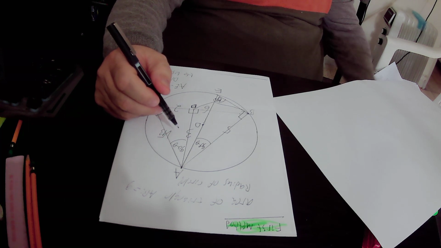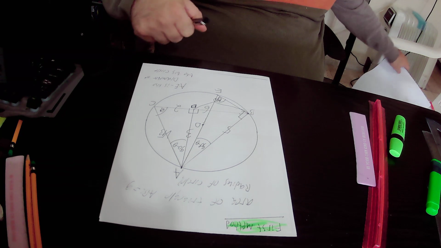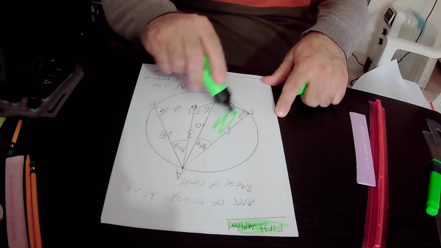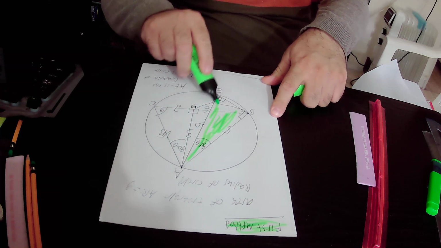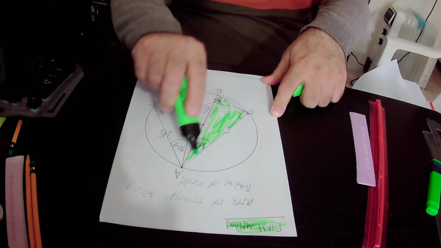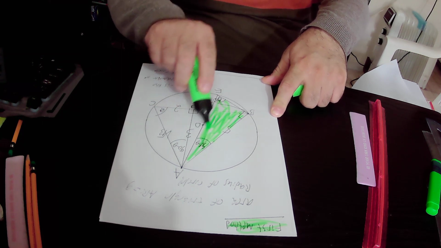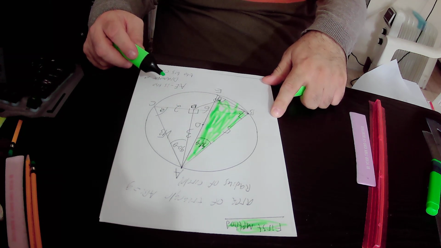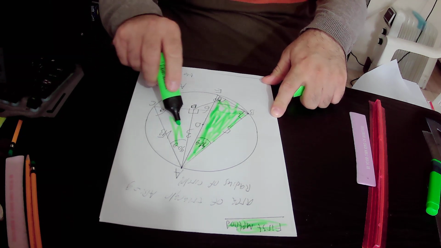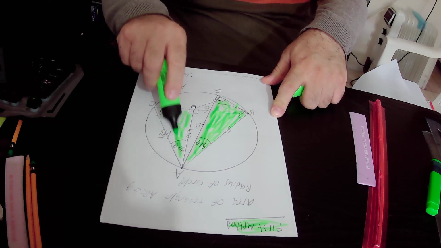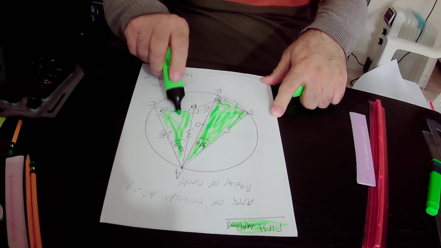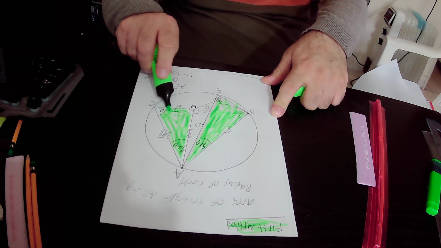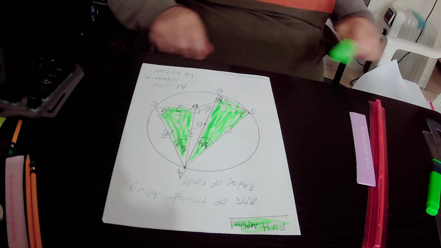In the next step, we will prove that the green right triangle, triangle ABE, is similar to the green right triangle, triangle ADC. We'll prove that those two green right triangles are similar to each other. Okay, so write it down.